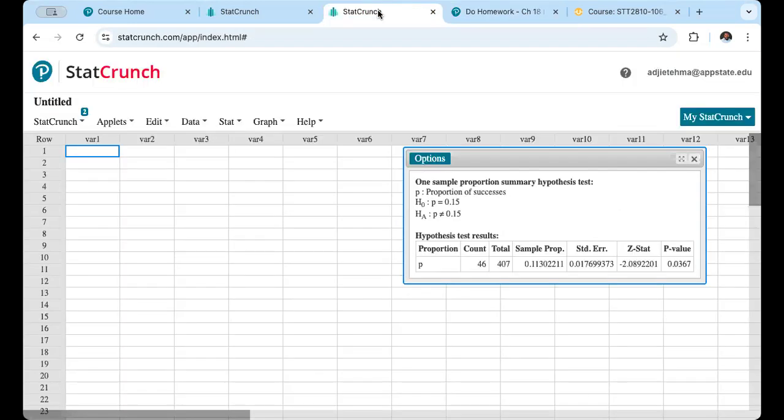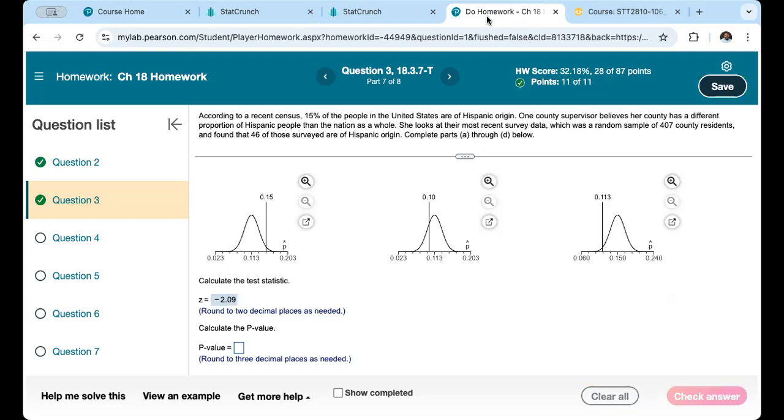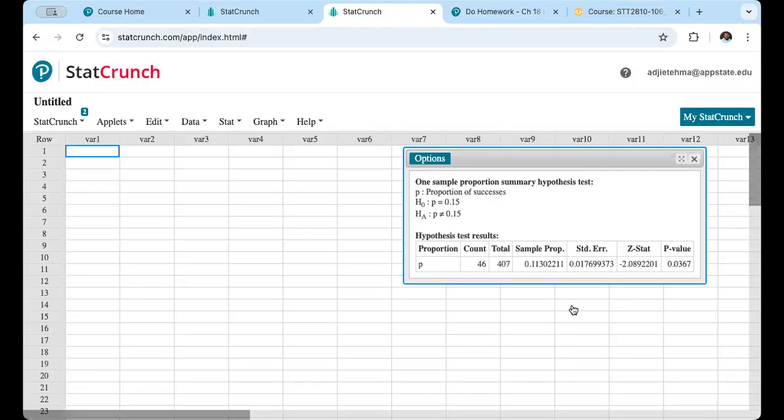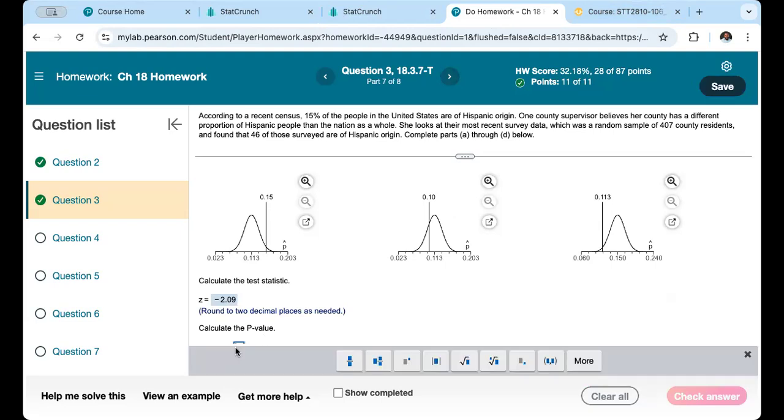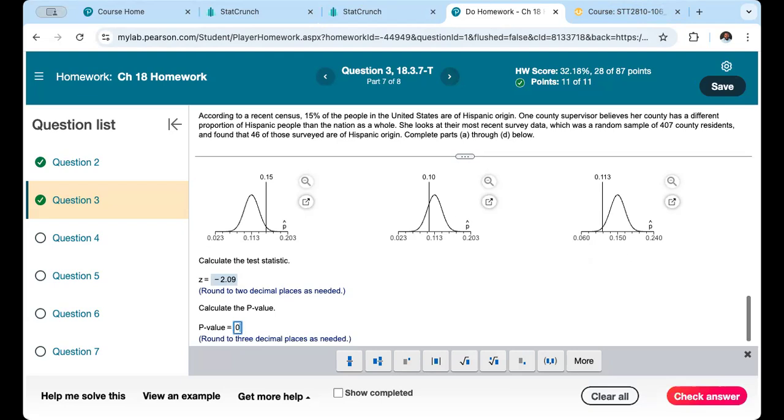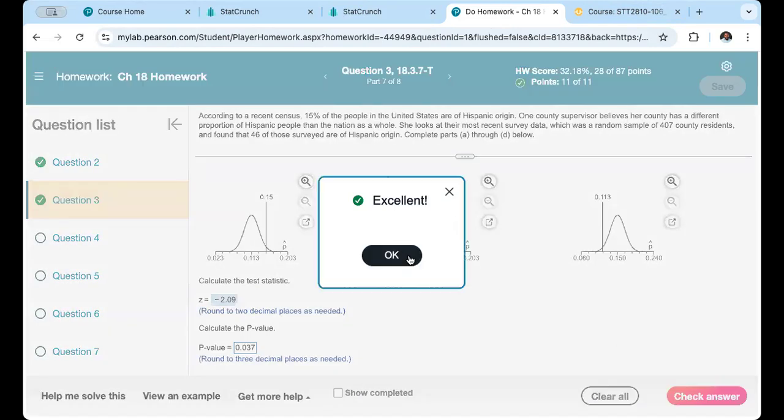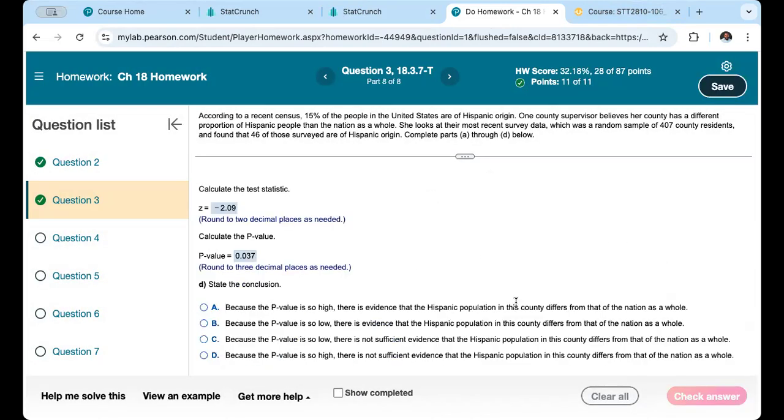And then the p-value. What is my p-value? My p-value is what? 0.0367. You see, this is the p-value. The p-value is here. If they ask you for the test statistic, the test statistic is what? The z-stats. You should always be careful. The test statistic is the z-stats. So I want to enter my p-value. To 3 decimal places, I'm going to get 0.037.